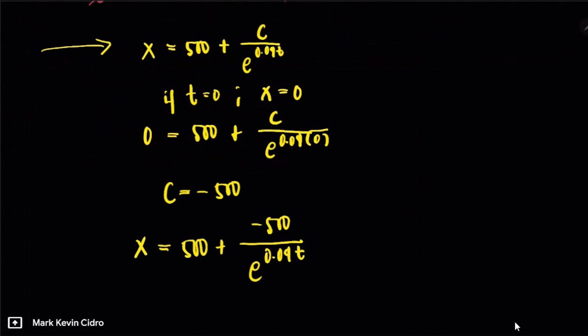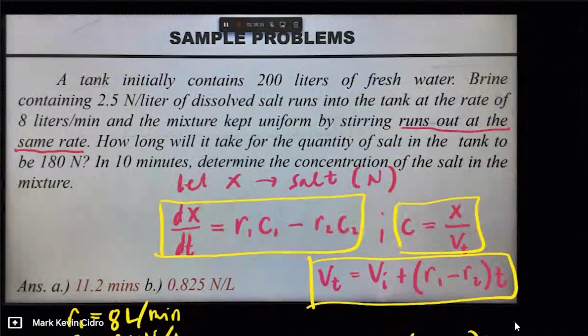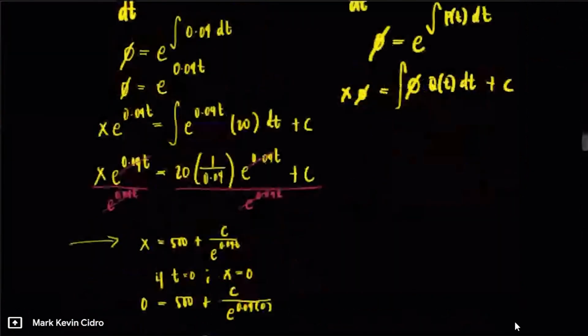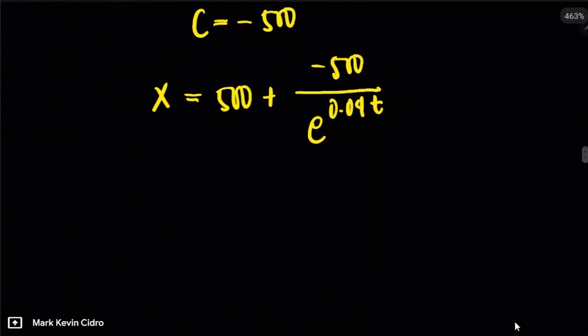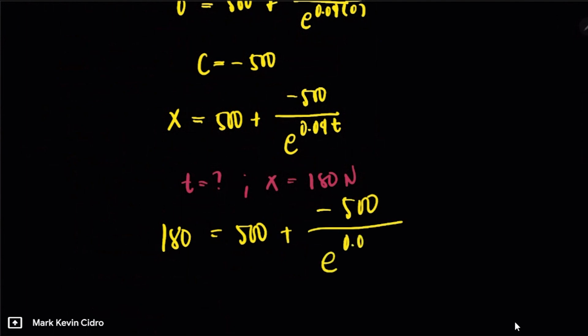So, to answer the first question: how long will it take for the quantity of salt in the tank to be 180 Newton? 180 Newton is the amount of salt, that is the x. Let's go back down. Substitute x equal to 180 Newton: 180 is equal to 500 plus negative 500 over e raised to 0.04 t.